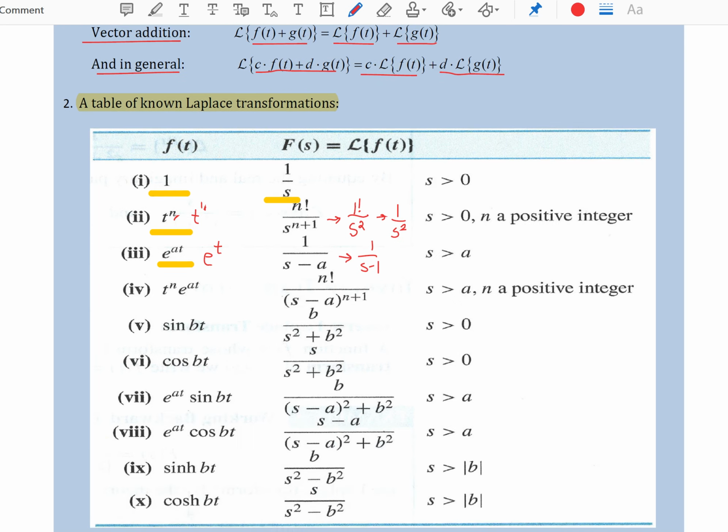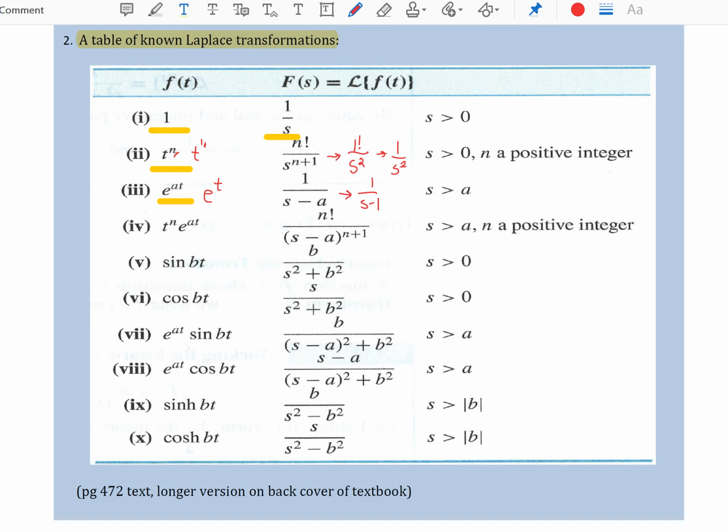Now, other Laplace transforms which we could look at would be if you're ever given the Laplace of a product of a power function times an exponential, or the Laplace of a trigonometric function. And notice how the Laplace of sine and cosine are very similar. They actually have the same denominator, but what's different is if it's a sine function, you only have b in your numerator. Whereas if it's a cosine function, you have s in your numerator.